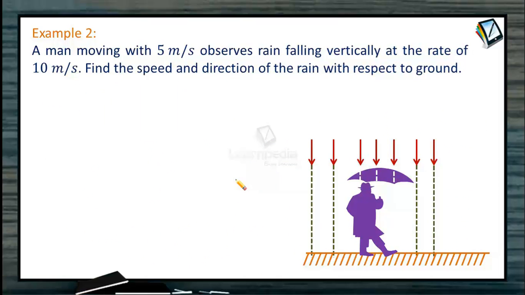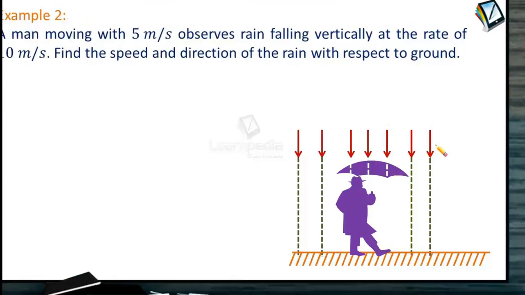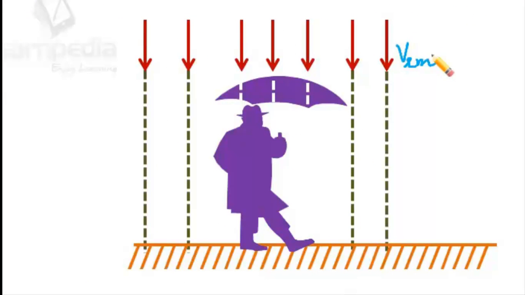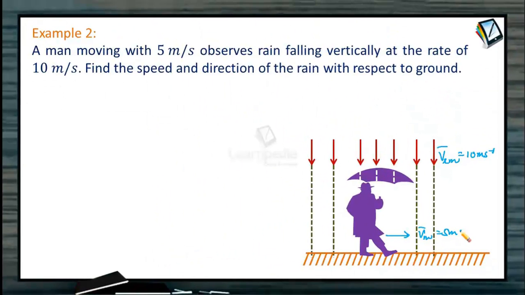In this also, the man is moving with 5 meter per second and observes the rain falling vertically at the rate of 10 meter per second. This is the velocity of rain with respect to man. This is 10 meter per second. And the man is walking in the rain with a velocity of 5 meter per second. You want to calculate the speed and the direction of the rain with respect to the ground. That means the actual speed of the rain we need to calculate.